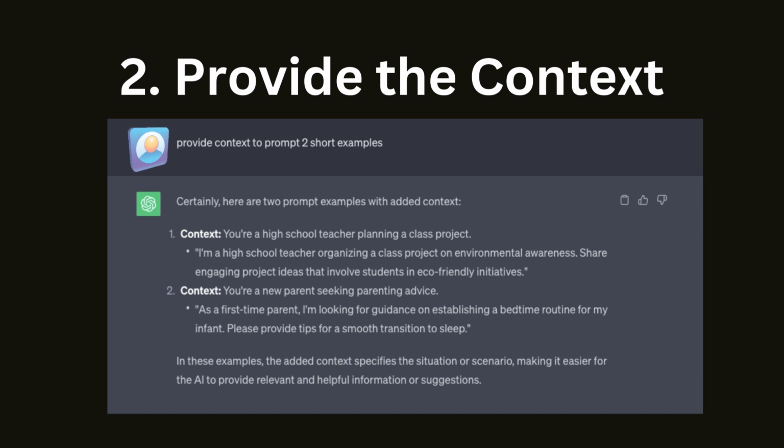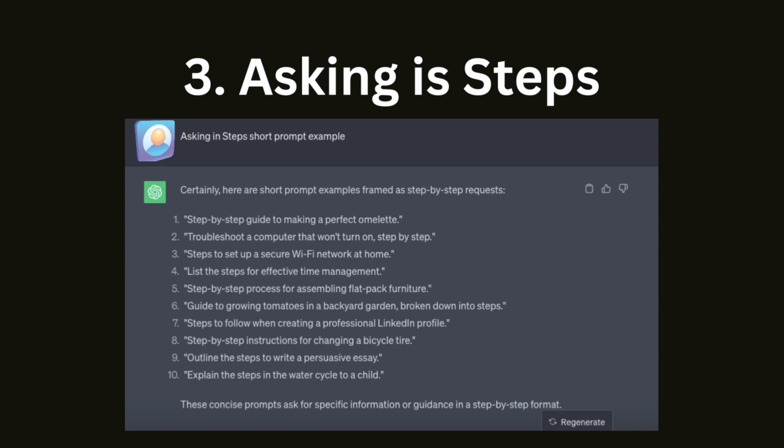The second thing which we need to take care of is to provide the context. If necessary, providing context or background to the information will help ChatGPT or other AI models understand what exactly we want from it. The next thing we can take care of is to ask in steps. That means we can break down a complex question into smaller, more manageable steps. This can lead to more correct or coherent responses.